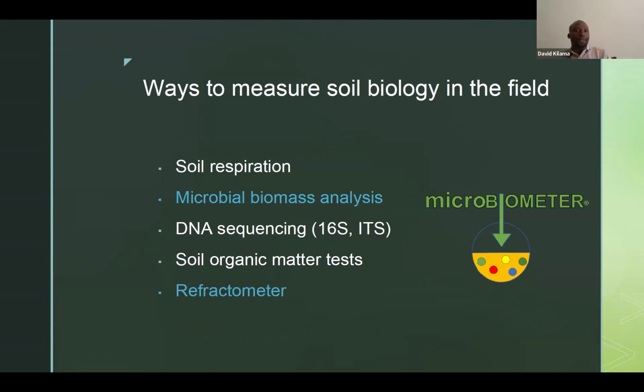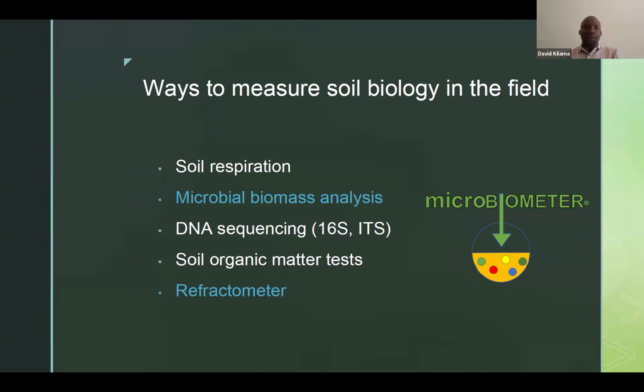So here we have ways to measure soil biology in the field. Now, you can see that I have highlighted 2 points. Those are the 2 points that we are really working with. We are doing microbial biomass analysis and also refractometer at our demonstration site. But we have a list that is not limited to what we are presenting here, but there are so many that you can also explore within your time.